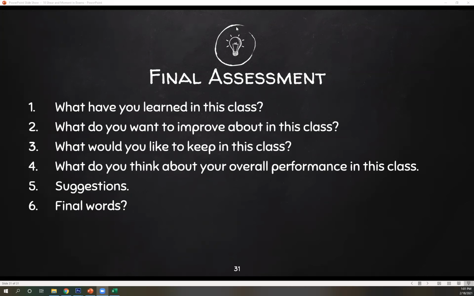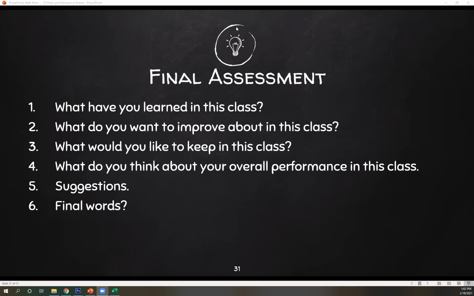Next, what do you want to improve about this class? So you've done your midterm assessment. Have I done that? Were there some things I wasn't able to do? Were there things that you thought of that you want us to do? Again, put it there. For example, am I still speaking too fast? Is the pacing too fast? And then what would you like to keep in this class? We've had our quiz shows. Do you want to keep that? Do you want to keep the pacing, the speed of our lectures? Anything you want to keep about the class, write that in there.